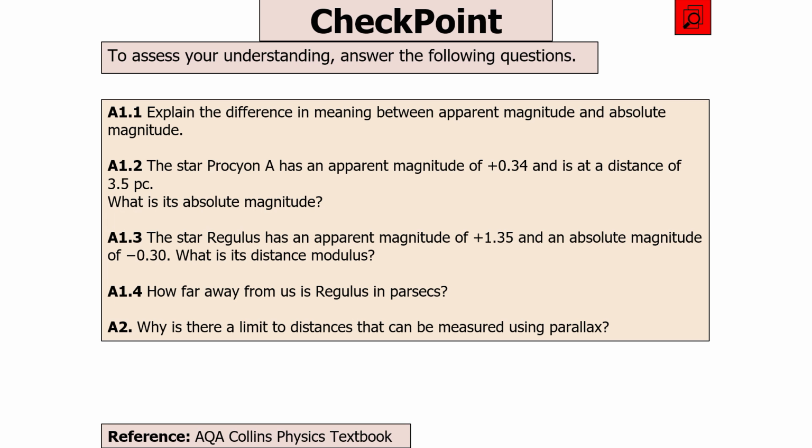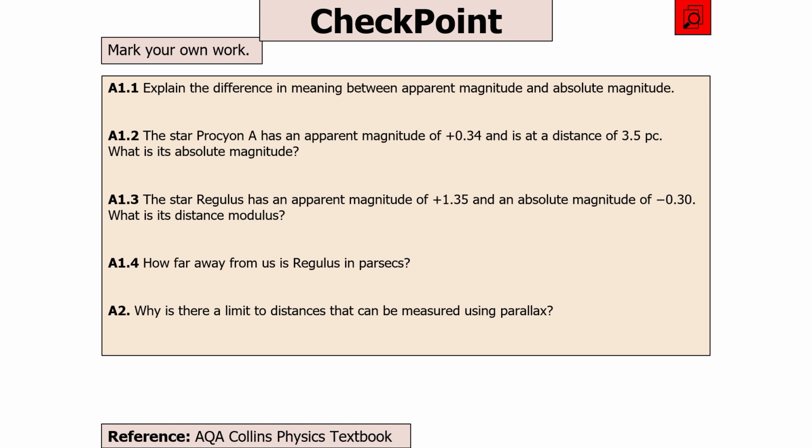The star Procyon A has an apparent magnitude of plus 0.34 and is at a distance of 3.5 parsecs. What is absolute magnitude? The star Regulus has an apparent magnitude of plus 1.35 and an absolute magnitude of minus 0.30. What is its distance modulus? How far away from us is Regulus in parsecs? And then why is there a limit to the distances that can be measured using parallax? So pause the video now, then unpause the video when you want to go through your answer.